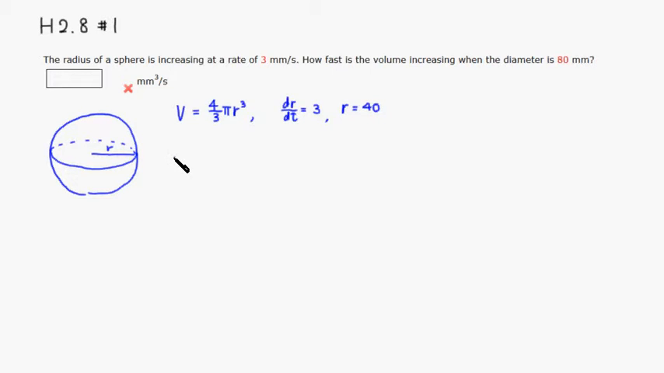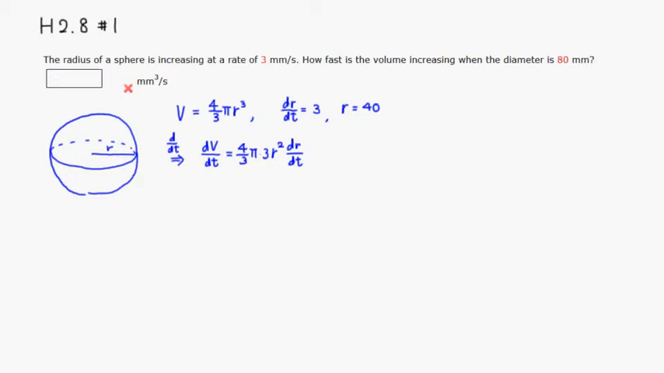Alright, so we just take the derivative with respect to t. So you will get the derivative of V with respect to t, so dV over dt is equal to 4/3 pi, just a constant, so I put it there. The derivative of r cubed would be put 3 in front, r, then subtract 1 from the power, so it's r squared, and then you have to multiply by dr over dt. Right, so that's the chain rule.